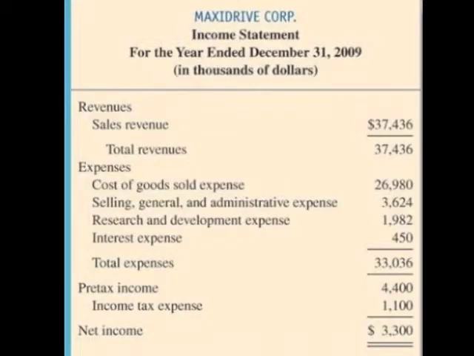This standard income statement outlines the total revenues to be $37,436. We then minus the total expenses of $33,036 to get the net income of $3,300.